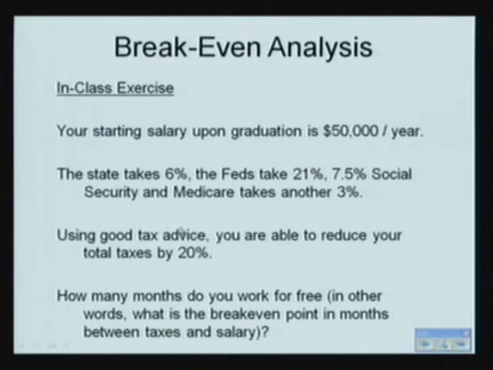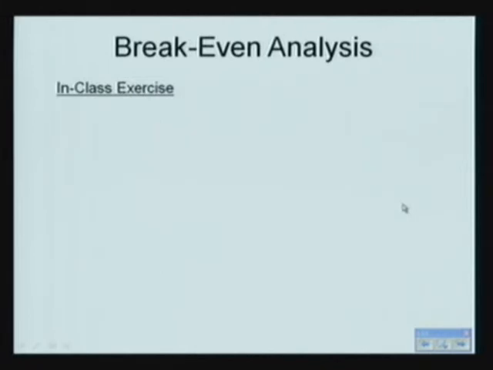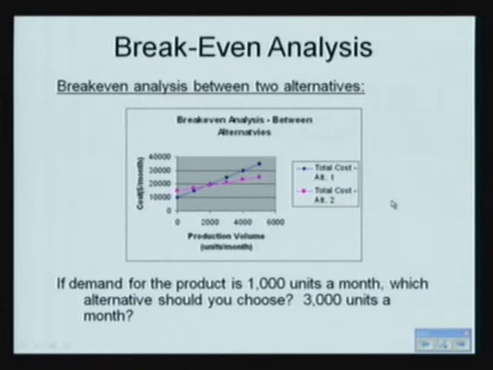But you use good tax advice, and you're able to reduce this total tax by 20%. I ask this question: how many months do you work for free? In other words, what is the break-even point in months between taxes and salary? And if I remember correctly, it's somewhere between 3 and 4 months, I believe. But you can work that out on your own.